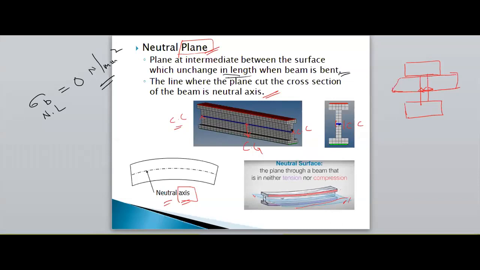That means at a 0. So the 0 will occur at the neutral axis. So we will have a neutral layer and a neutral axis while deriving the problem or equations.